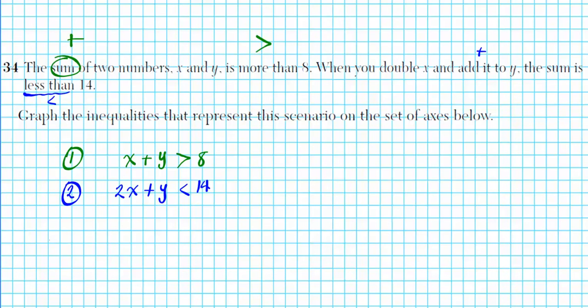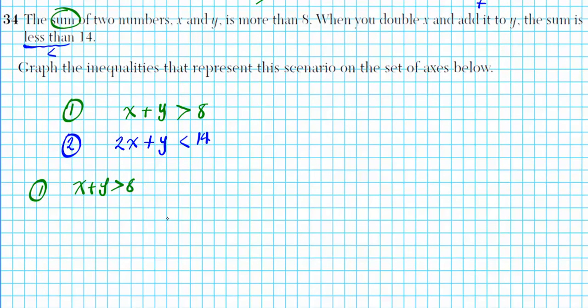Let's look at one, x plus y. Now, when you're graphing linear inequalities, you always want to put it in slope-intercept form because it helps you determine the right direction to shade. Okay, so let's go ahead and do that. We want to get y by itself. So we subtract x from both sides, and that yields y is greater than negative x plus 8.